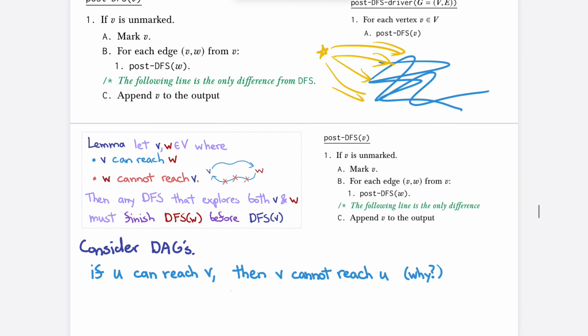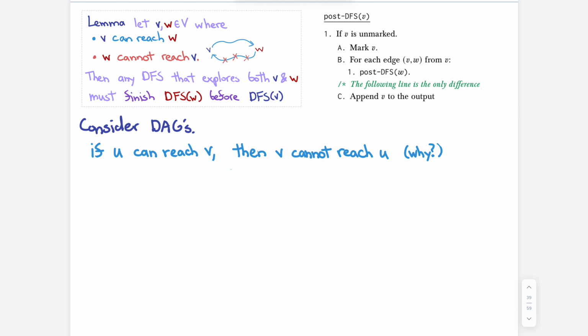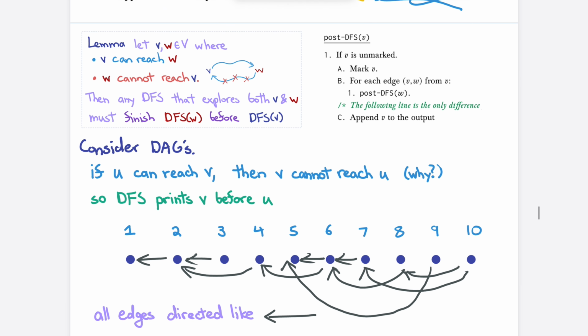Okay. All right. Now, I want to think about what happens on DAGs. So first of all, not a trick question. If U can reach V, then V cannot reach U. Why? Yeah, because that would induce a cycle. Okay. So you have this thing. And so that means that this post DFS is always going to print V before U.